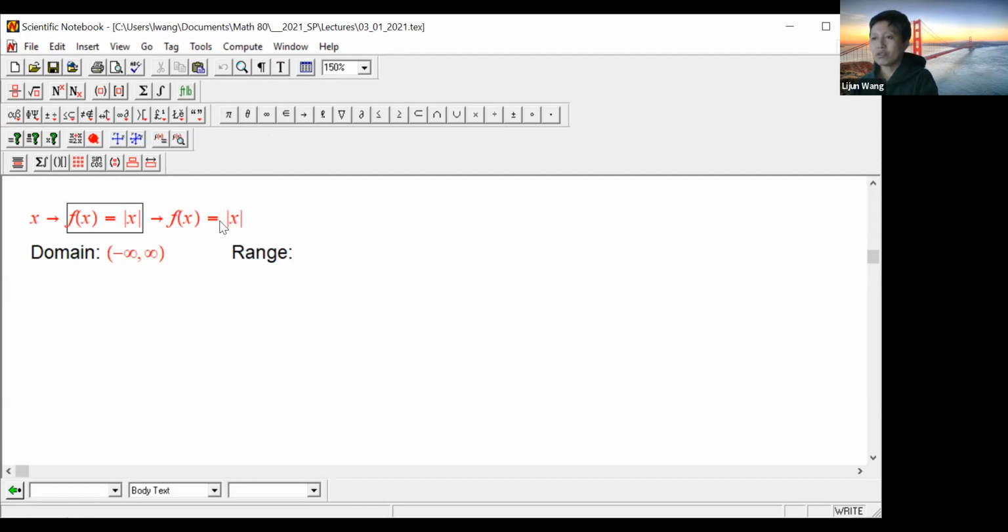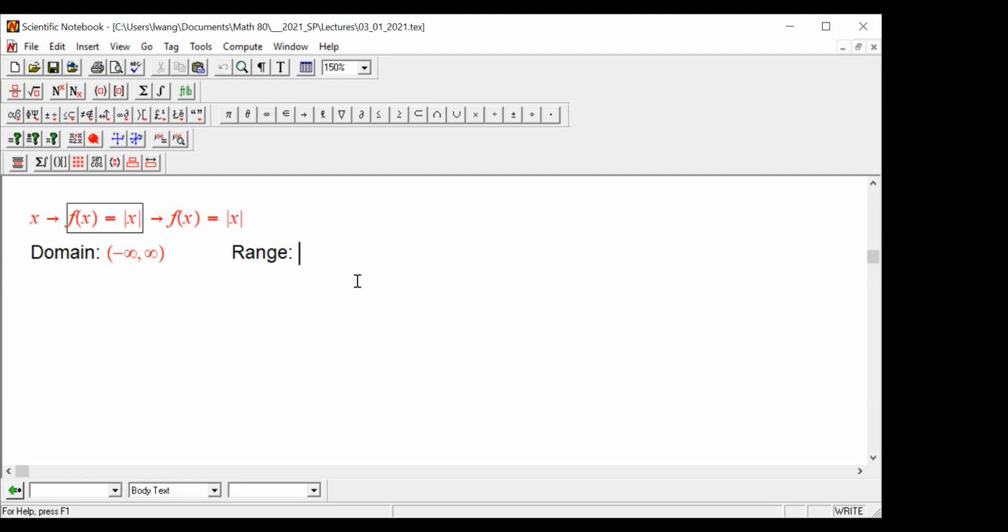And what is the range? What is the consequence after applying these rules to all those numbers? What do you expect? Consequence. What will be the range? Y is greater than or equal to 0. Perfect. Wonderful. Does everybody agree?